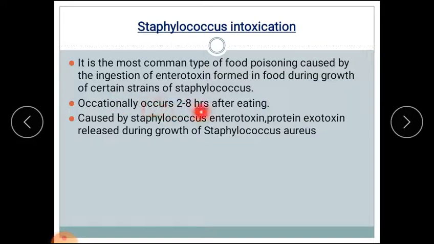Occasionally occurs 2 to 8 hours after eating. Means when you eat a food containing enterotoxin, then after 2 to 8 hours the staphylococcus intoxication or food poisoning may occur. It is caused by staphylococcus enterotoxin, which is a protein exotoxin released during the growth of Staphylococcus aureus.